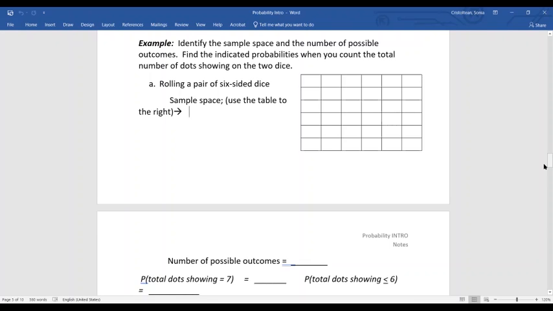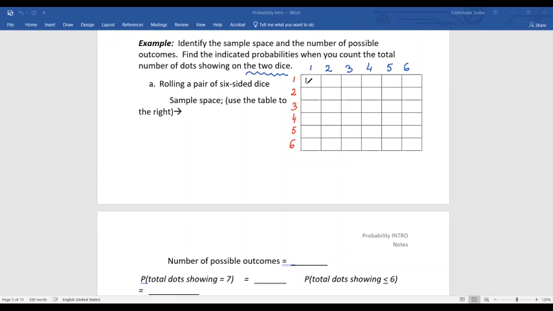will require you to visualize the sample space for this experiment, rolling 2 dice. Identify the sample space and the number of possible outcomes, and then find the indicated probabilities. In order to do so, you can just imagine you have 1 die and you can assign colors to it. These are the possible outcomes of the first die. These are the possible outcomes of the second die. And all you'll have to do is just fill in. I will use green for that.